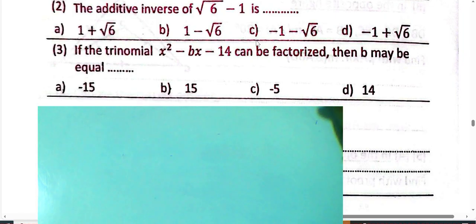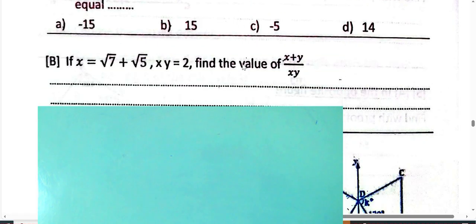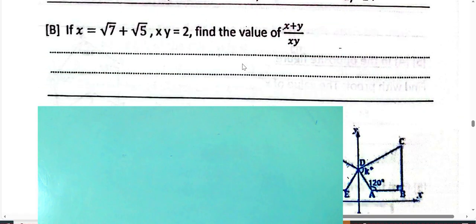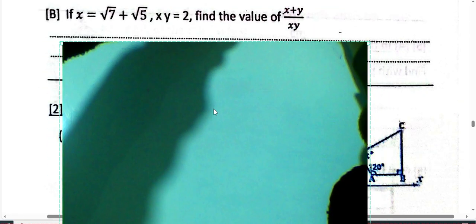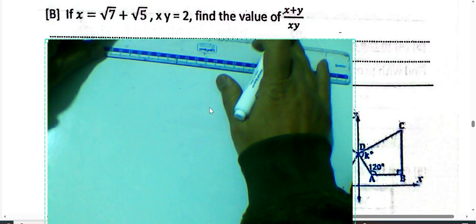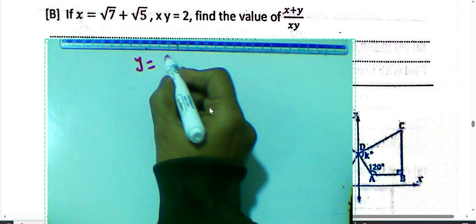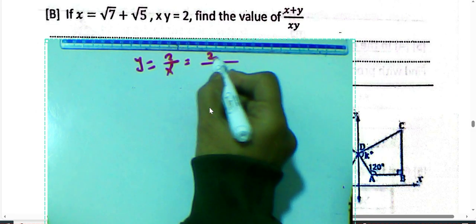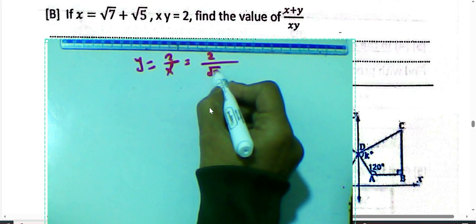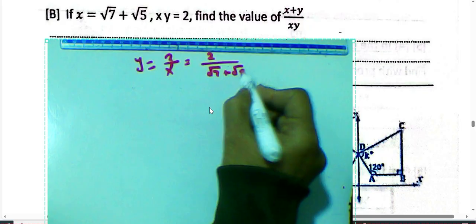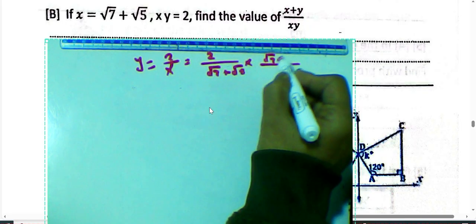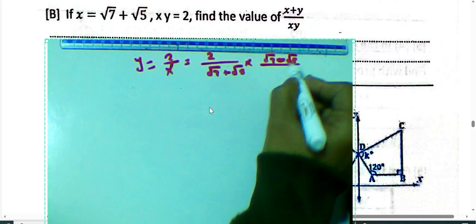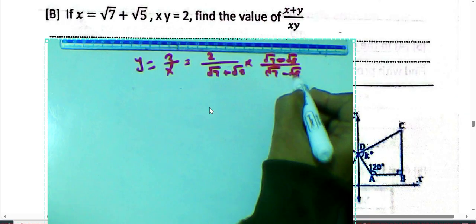Next question. You want to find x plus y over x times y. First step, you must find the value of y. Look here. We have y equal 2 over x. The value of x will be root 7 plus root 5. And then multiply by root 7 minus root 5, root 7 minus root 5.